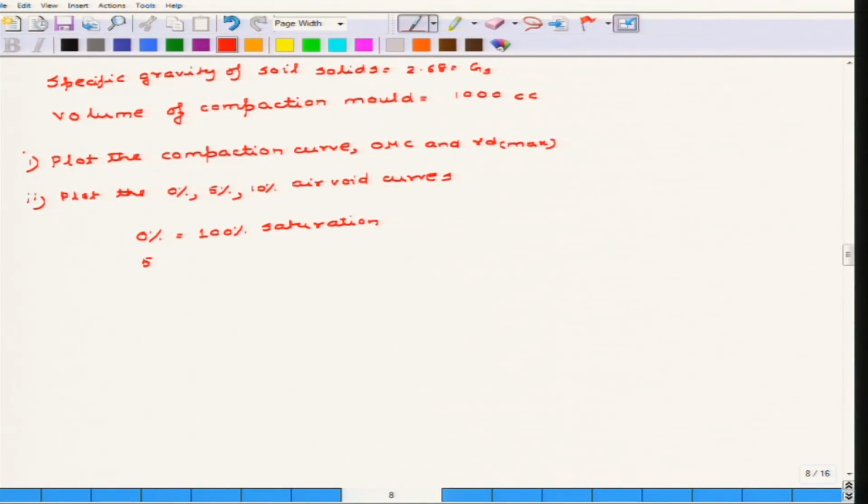Similarly, 5% air voids is equivalent to a 95% saturation line, and 10% air voids is equivalent to a 90% saturation line.